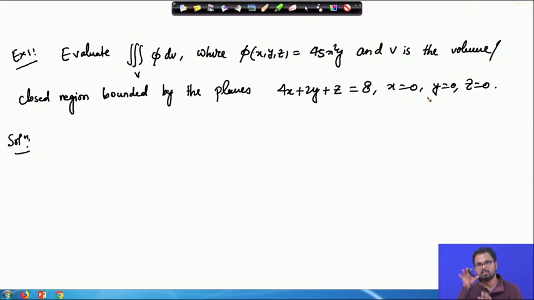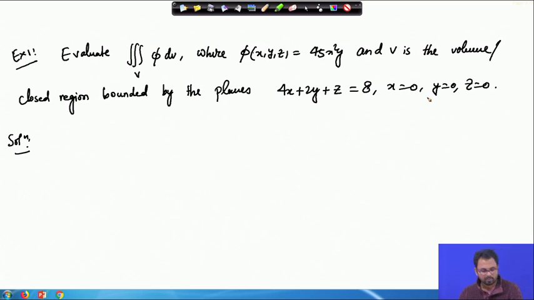So, when you draw this, you can get the point where it is intersecting the x axis, the point where it is intersecting the y axis, and the point where it is intersecting the z axis. Based on that, you can draw this plane. So, it is a bounded domain.